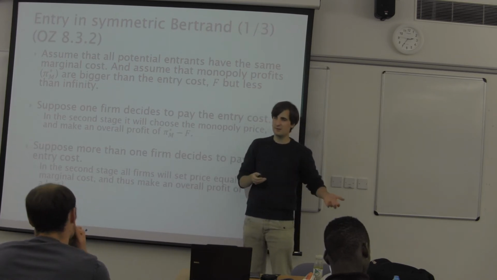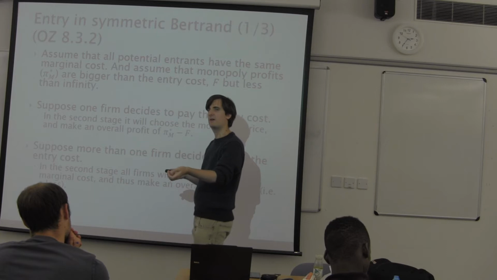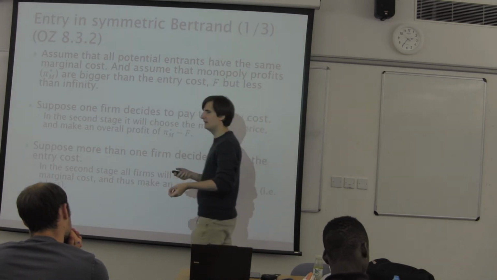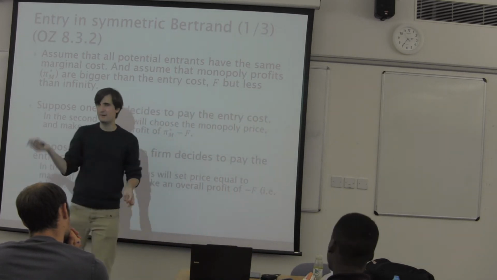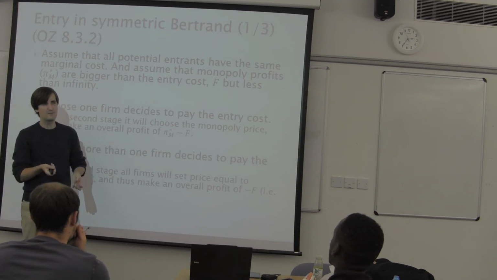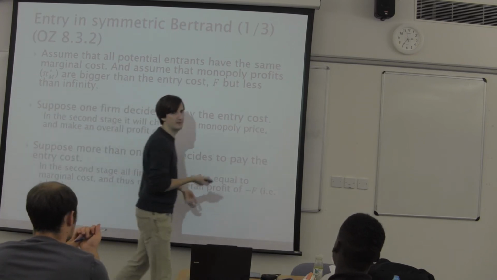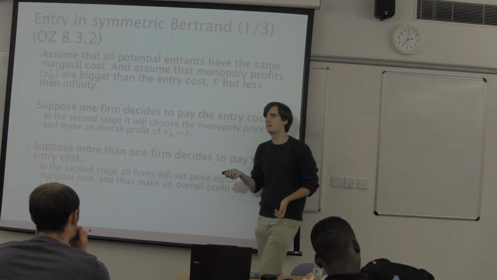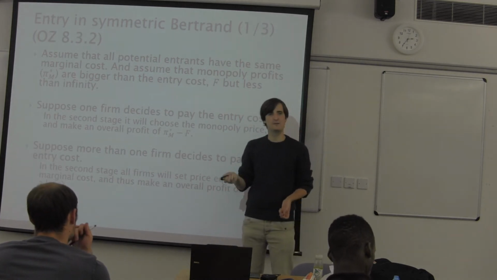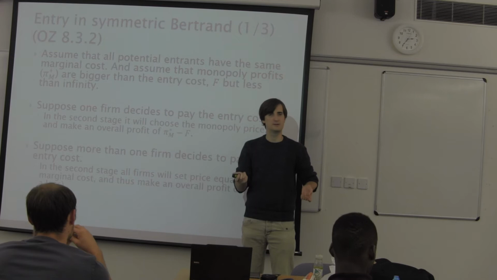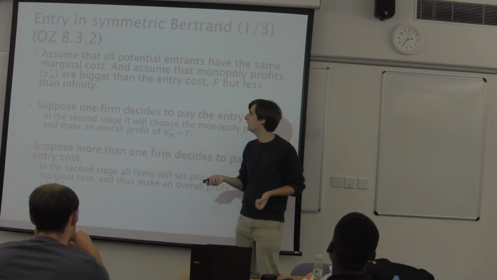They pay this fixed cost, but then they don't make any profits from production. So for three firms entering, it's going to be just exactly the same. Okay, they're all going to make a loss of the fixed cost and make no profits in the production stage. So how many firms are going to enter with entry then Bertrand competition? Yeah, exactly, just one.